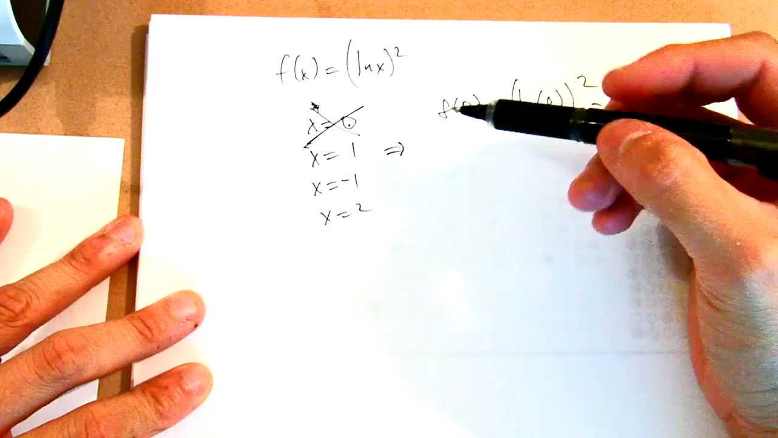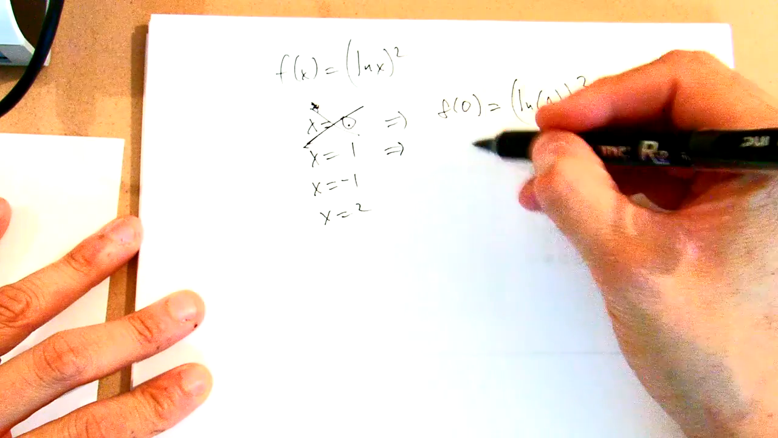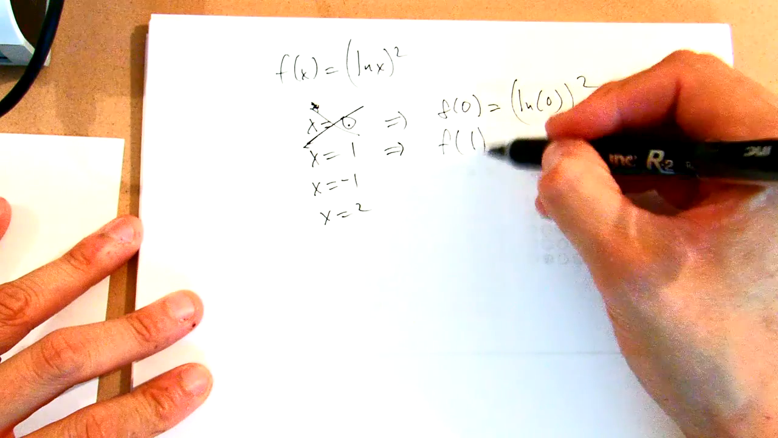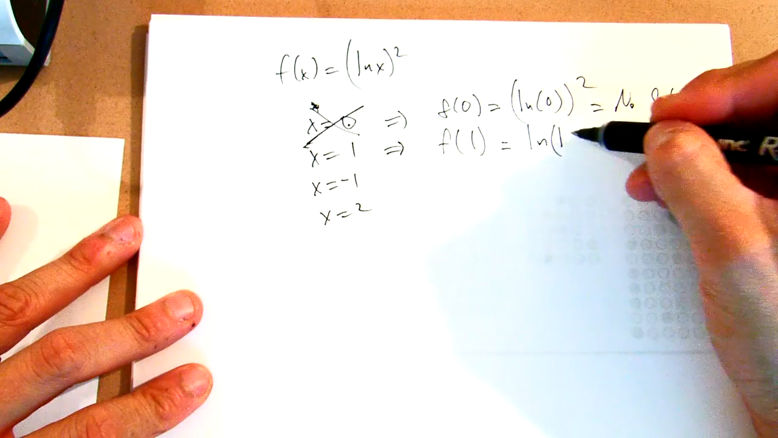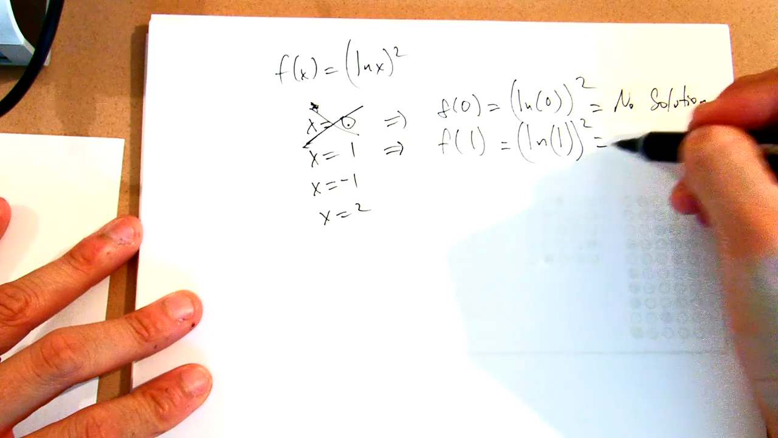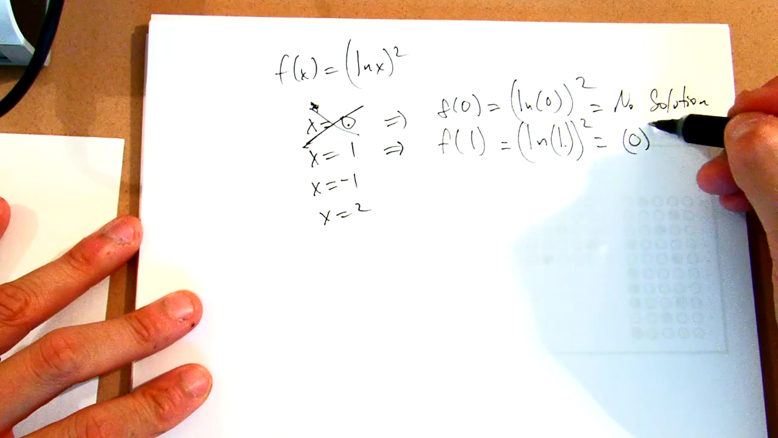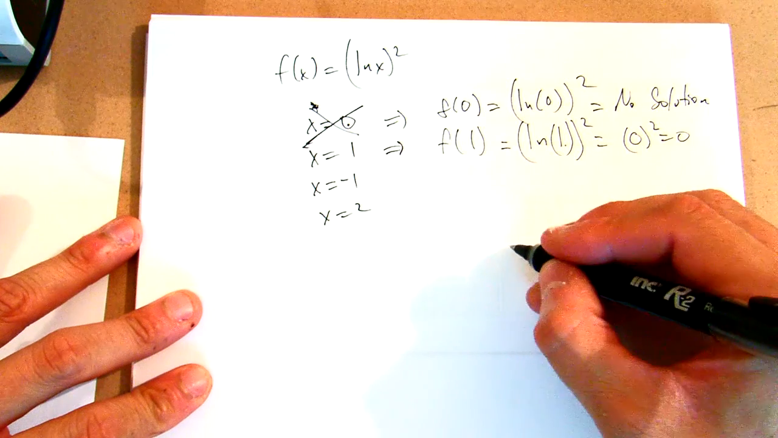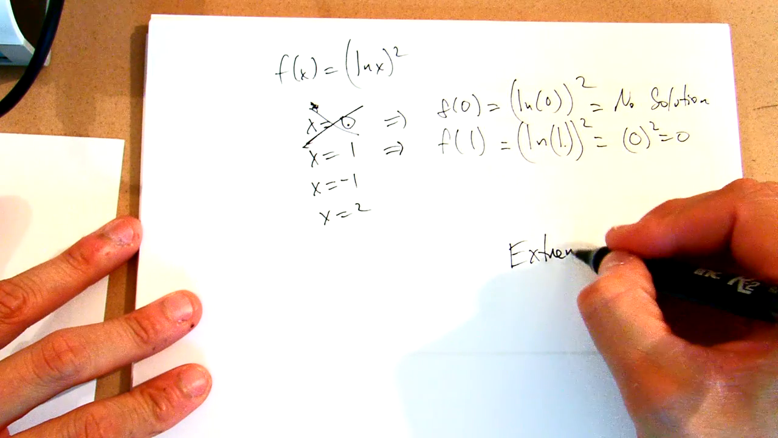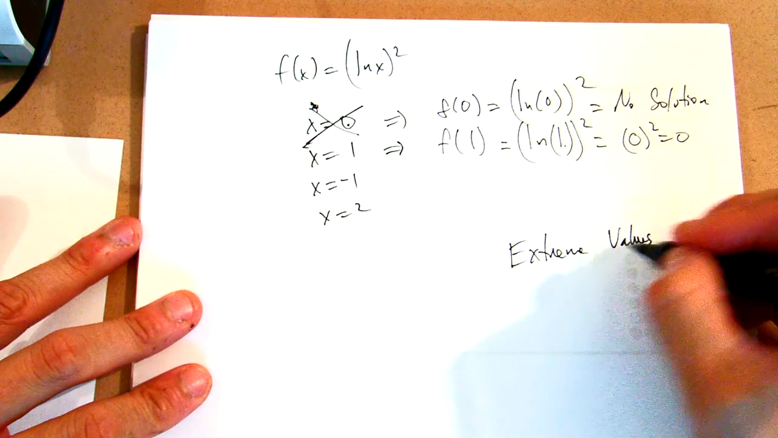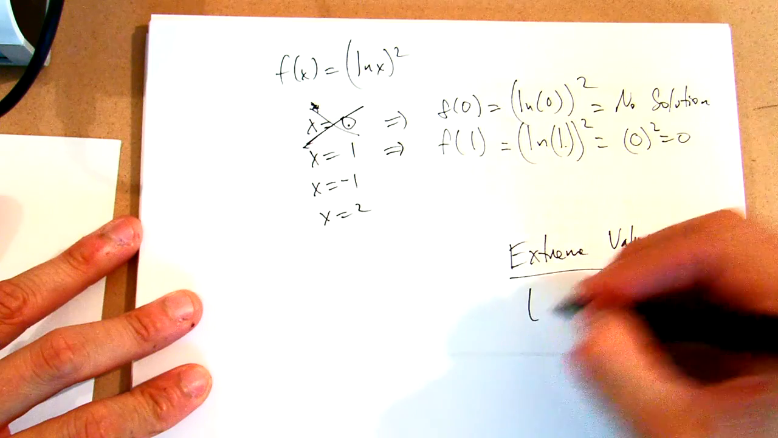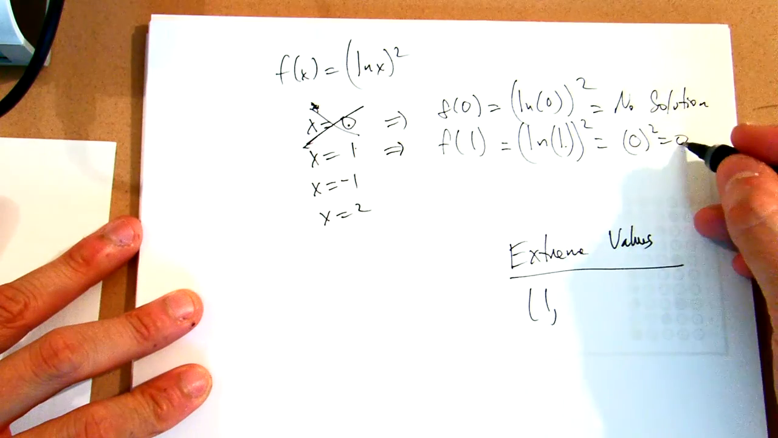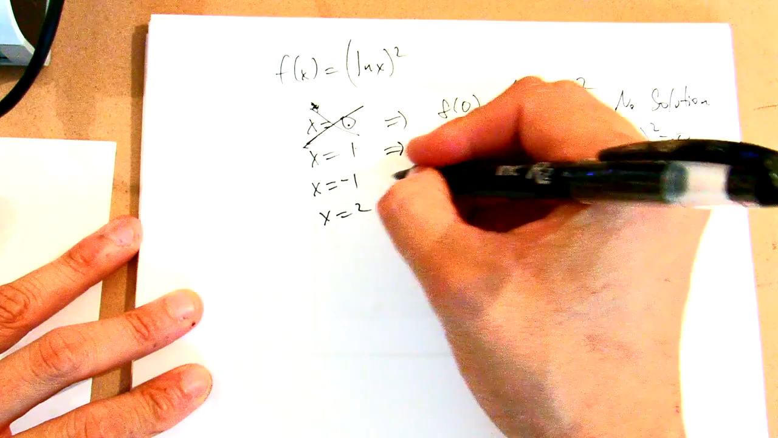The next thing we're going to do is plug in 1 into the function. f of 1 is ln of 1, and we're going to square that. ln of 1 is 0, 0 squared is 0, so one point so far for my answer. My extreme value is x is 1 and then y is 0. Next one is negative 1.